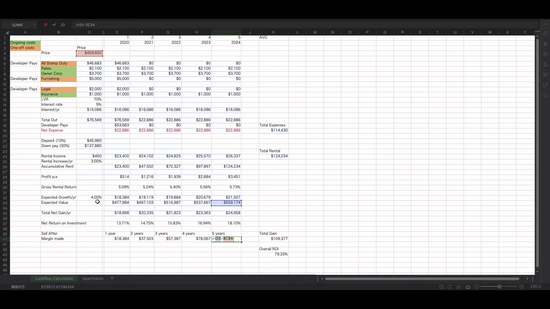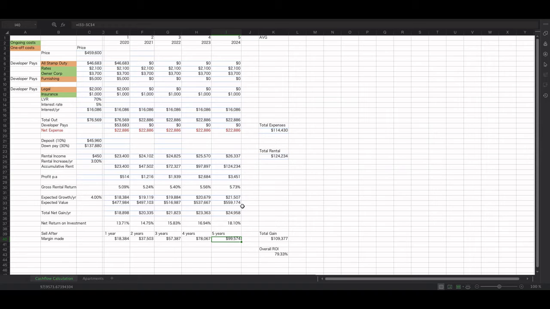Okay, after applying the 4% growth compounded per year, let's say you want to sell after 5 years. In the fifth year, your expected value would be close to 560,000. That takes away the 450,000 that you initially paid for the apartment, which gives you about 100,000. Okay, that's the profit margin that you would make. This is the table that we use pretty much every single time, and it's pretty precise.